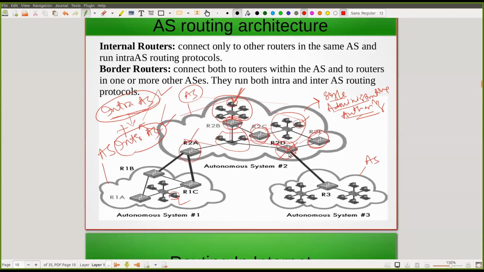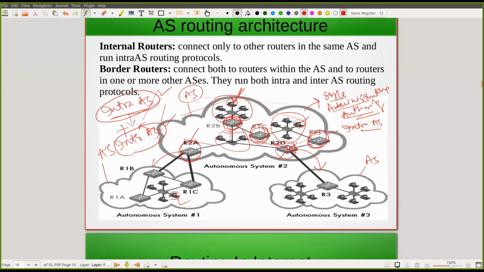Why do I say it is a border router? Because this router facilitates communication to another autonomous system. This router facilitates communication to another autonomous system. So these are the border routers. Remember this concept. Whenever the communication happens within the autonomous system, then the internal router comes into picture to carry your packet. There, the intra-AS routing algorithm is sufficient. That means in the internal router, the intra-AS routing algorithm is sufficient to run.